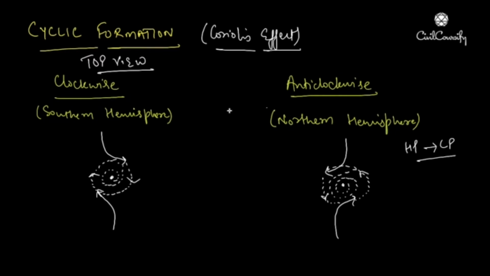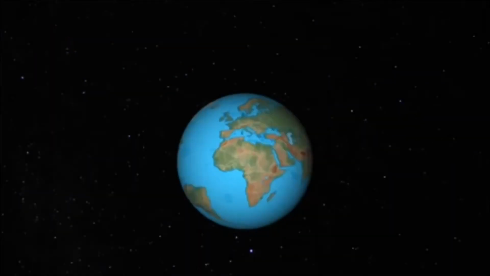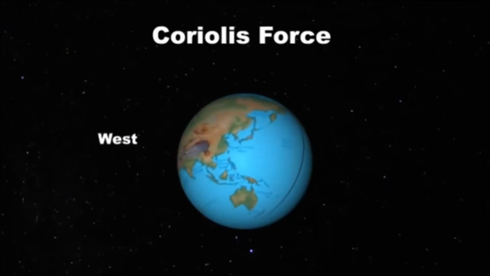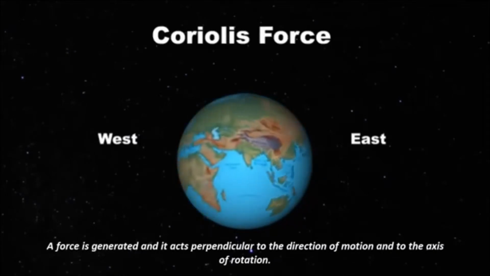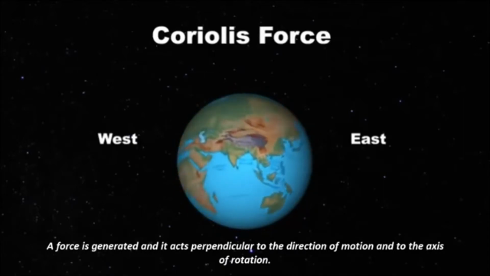The trade of the wind is from the right because of the Coriolis effect, defined as how a moving object seems to veer towards the left in the southern hemisphere and right in the northern hemisphere. Coriolis force is a force generated that acts perpendicular to the direction of motion and the axis of rotation.